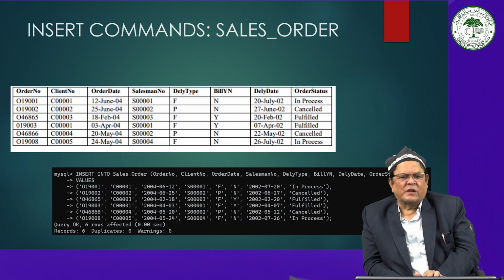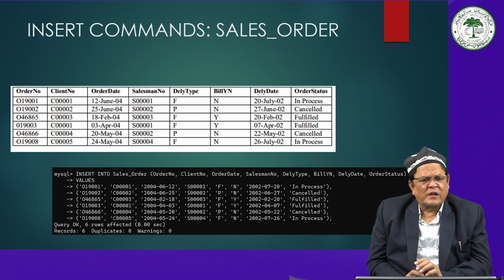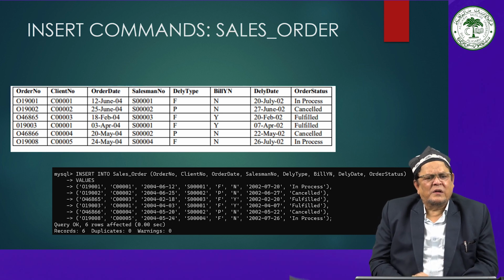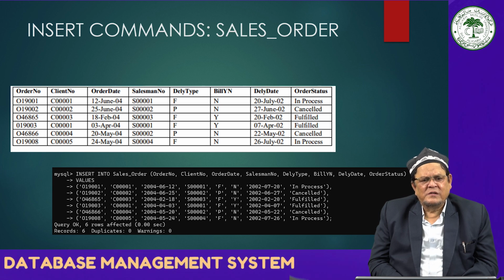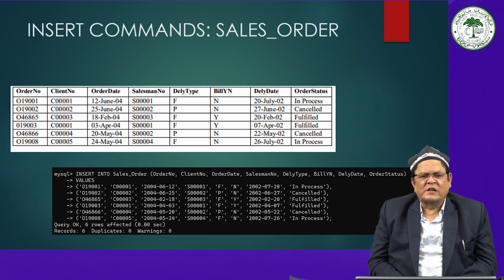Insert command for sales order. How to do the sales order? The data is given: order number, client number, order date, salesman number, delivery type, delivery date, and bill number. And the status: in process, cancelled, whatever. So these are the data I have given you, and you have to insert them in the sales order.